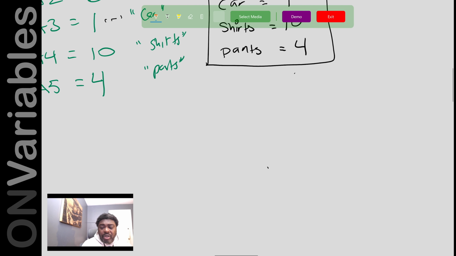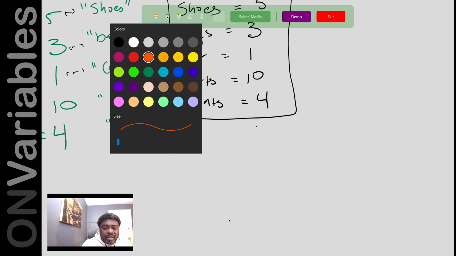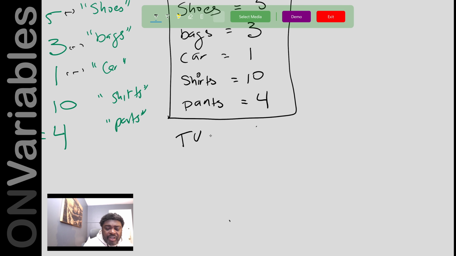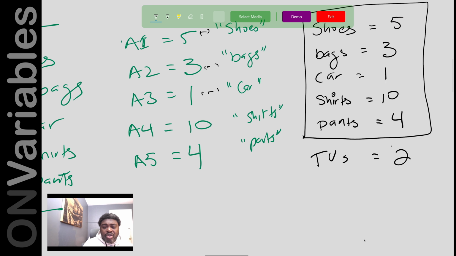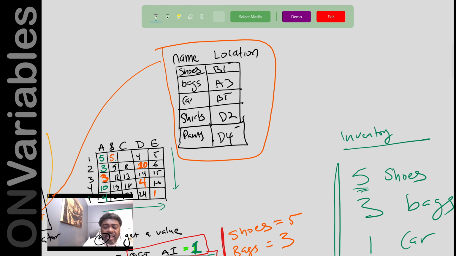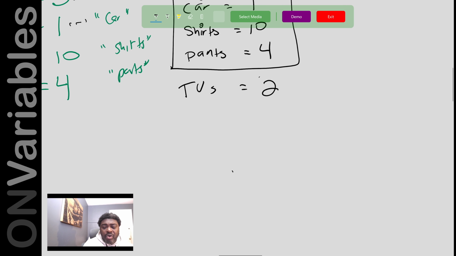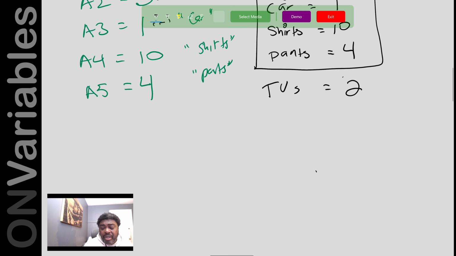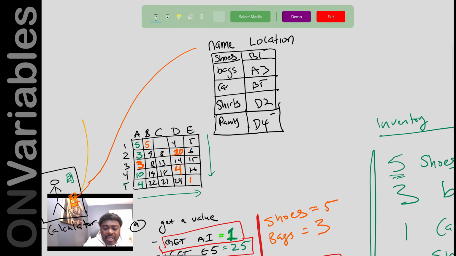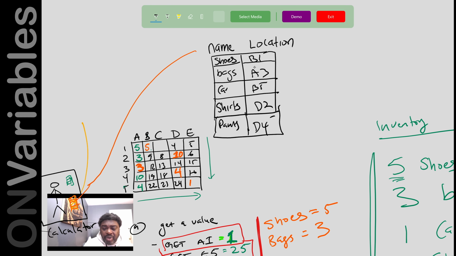Well, what if we add a new one? Let's add a new thing. Let's add TVs equals 2. We have 2 TVs. So you notice over here that this table doesn't have it. There's nothing called TVs there, right? So when the calculator, the person inside of the box, encounters TVs equals 2, he has to say, well, you're looking to add TVs somewhere. So I notice that there's no TVs. So let me add a new entry here, called TVs.